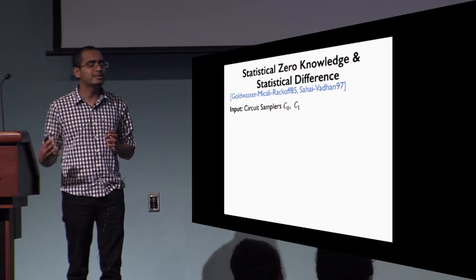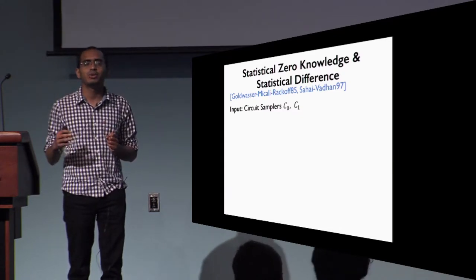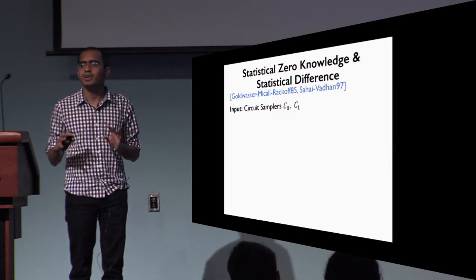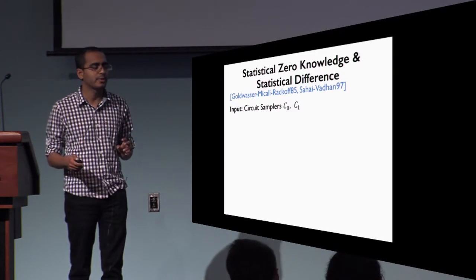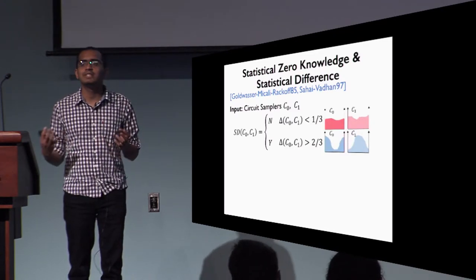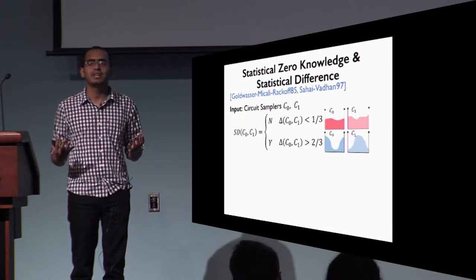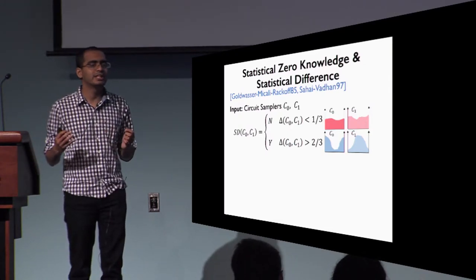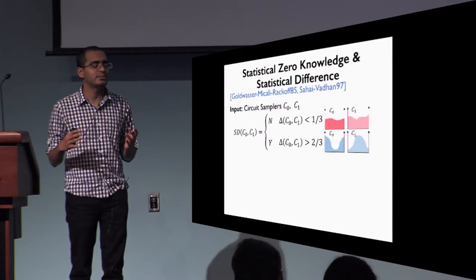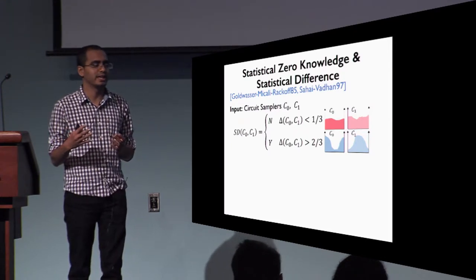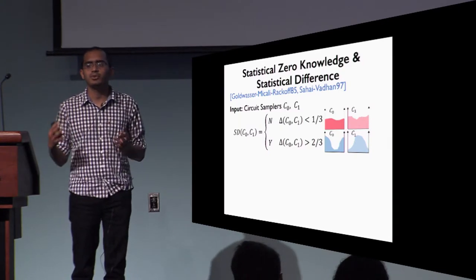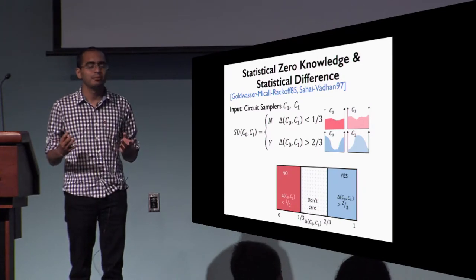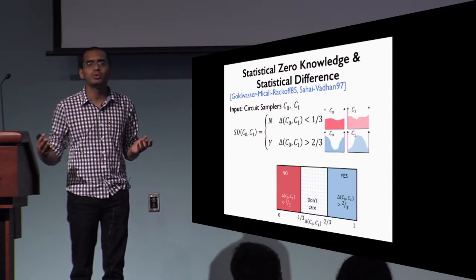Okay. So the input in this problem consists of a pair of circuits, which define two distributions. Given a circuit, the output distribution of the circuit is what we consider when the input is a uniformly random input. So the problem is we have to determine if the output distributions of these two circuits are close to each other or if they are far from each other. So if the statistical distance between these two distributions is small, less than one third, we have to say no. Otherwise, if it's more than two thirds, we have to say yes. Note that this is a promise problem. So in the case where this statistical distance is between one third and two thirds, we don't have to say anything correct.